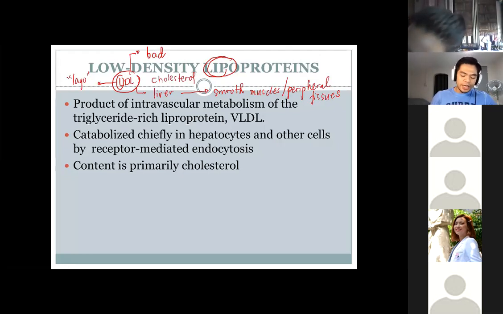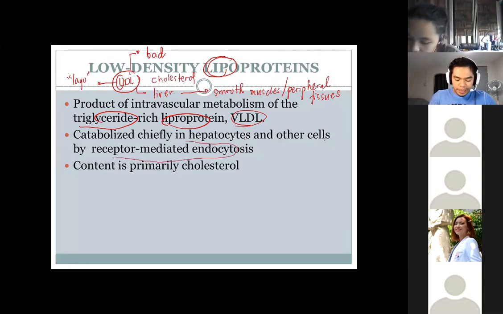Let's continue. LDL is the product of intravascular metabolism of triglyceride-rich lipoprotein VLDL. So remnants din siya ng VLDL pero devoid na siya ng triglycerides. And then catabolized chiefly in hepatocytes and other cells by receptor-mediated endocytosis. This will be discussed later. And as I've said, primarily cholesterol ang content niya. So far, natapos natin 4 groups na.